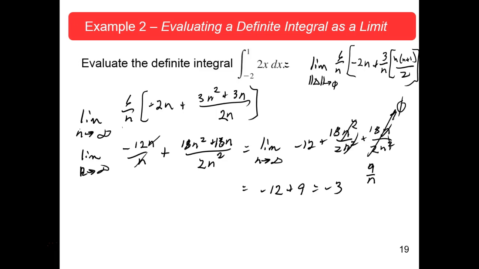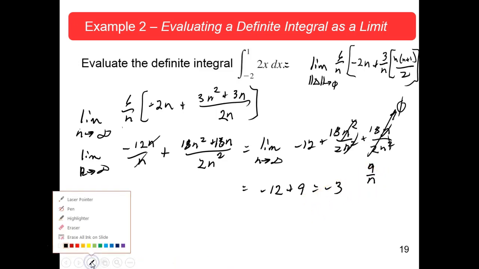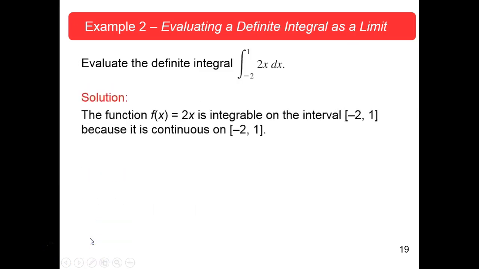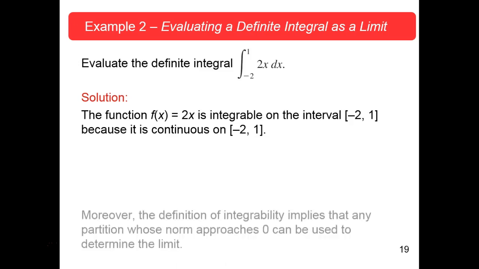And that leads, oh wait, let's see how they did the problem. I'm sorry, I should have erased this earlier before I started reading that. So let me go back. The function f of x equal to 2x is integrable on the interval from -2 to 1, because it is continuous on -2 to 1. In fact, it's continuous everywhere. It's a polynomial function. Continuous everywhere, specifically on -2 to 1. So therefore, it's integrable on -2 to 1, as it is everywhere.